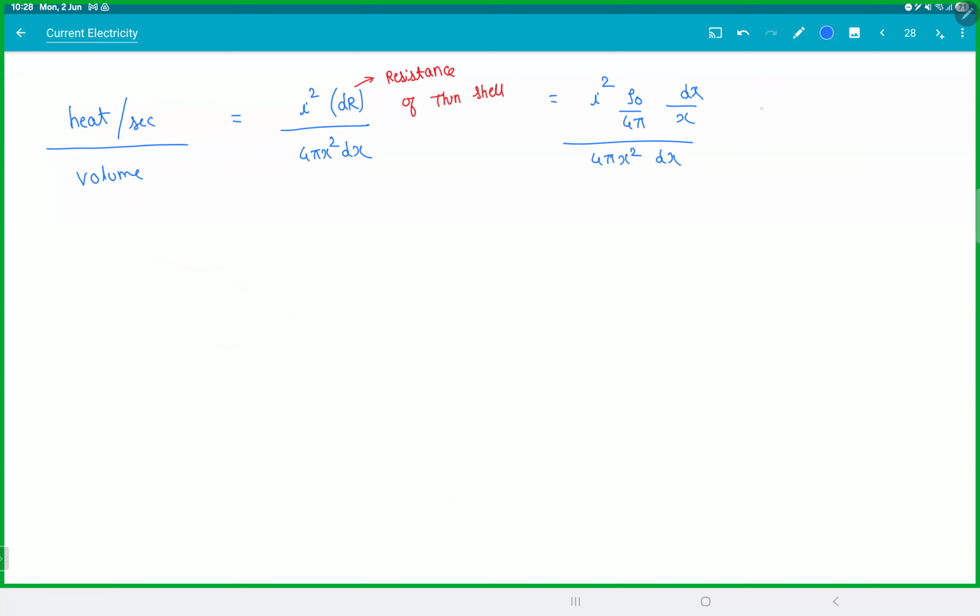The dx goes off. You'll end up with I square rho naught by 16 pi square x cube. So this is proportional to 1 by x cube. That's what makes this question a good one, proportionalities. The main thing left now is, how will we find the potential? Find the potential as a function of x.